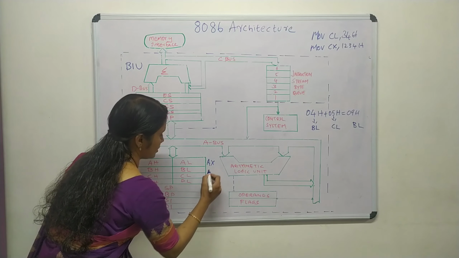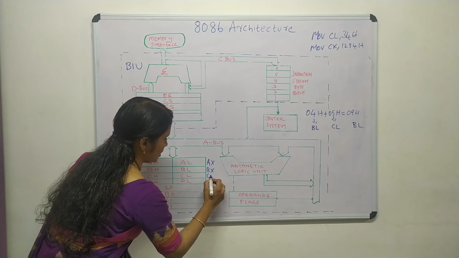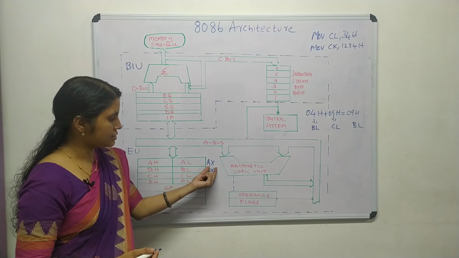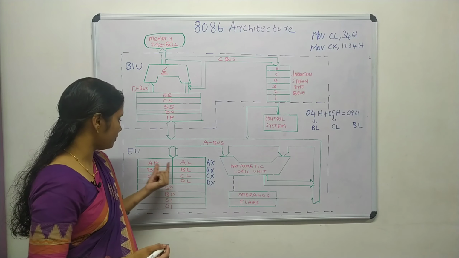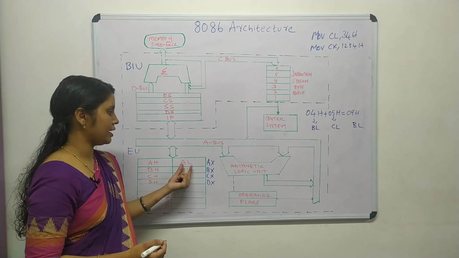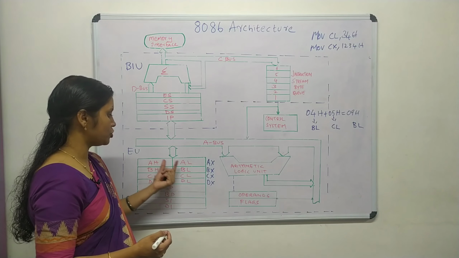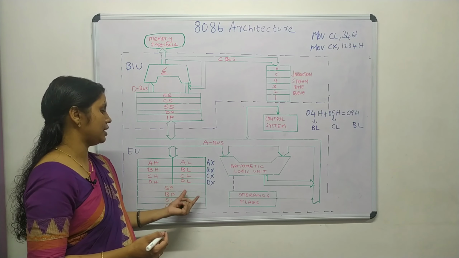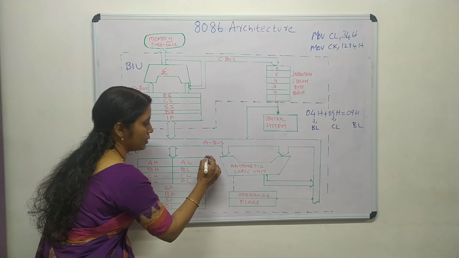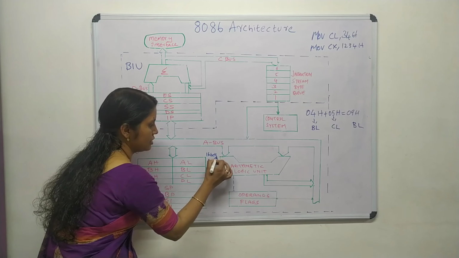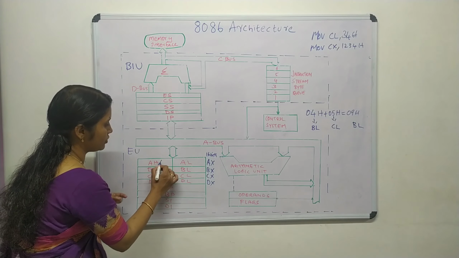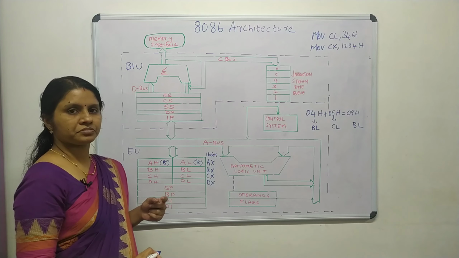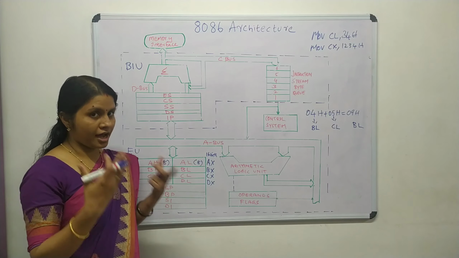This is AX, BX, CX and DX. This A stands for accumulator. AX is a combination of AH plus AL. Then BH plus BL is BX, CH plus CL is CX, DH plus DL is DX. So this AX will be of 16 bits, and AH will have 8 bits and AL will have 8 bits. H indicates higher byte.